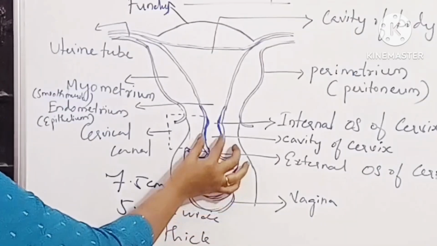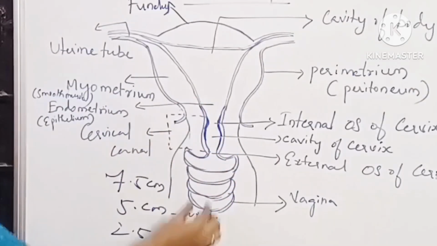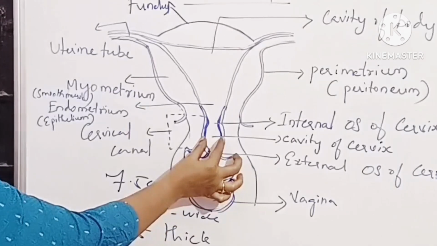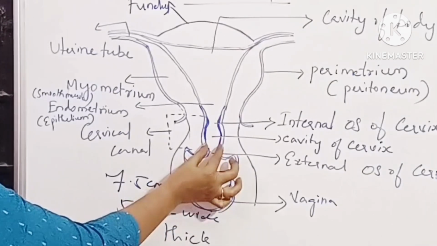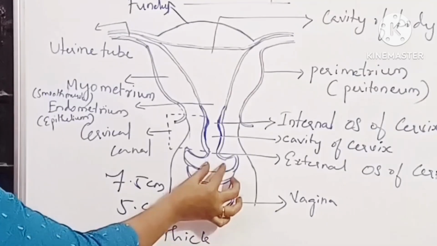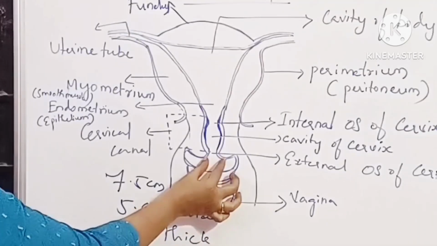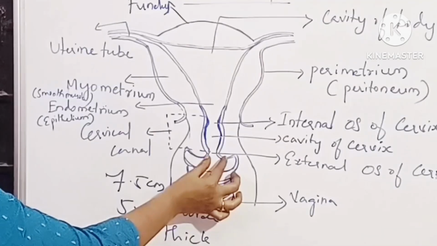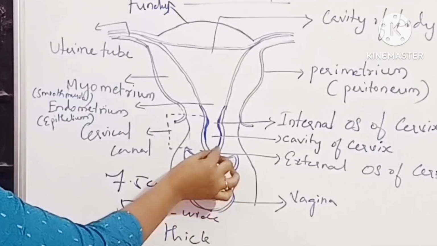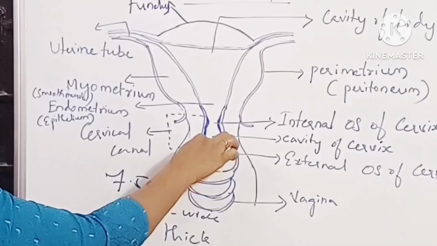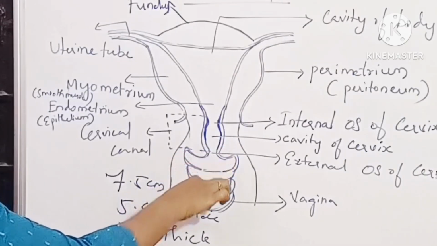Next we can see the cervix. This is the neck of the uterus. It protrudes through the anterior wall of the vagina. The opening into it is the external os. Actually, it is the external cervical opening into the vagina.